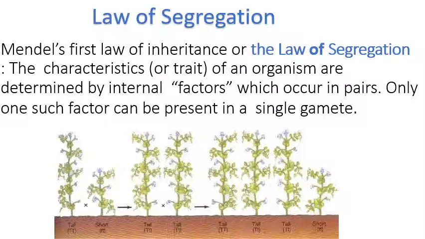The first law of Mendel is the law of segregation. Mendel's first law of inheritance, or law of segregation, states that the characteristics or traits of an organism are determined by internal factors which occur in pairs. Only one such factor can be present in a single gamete.